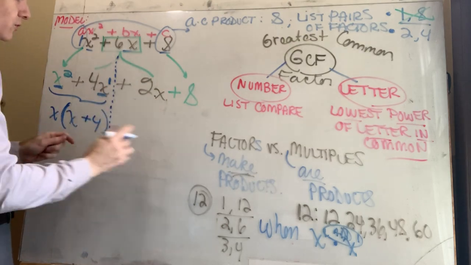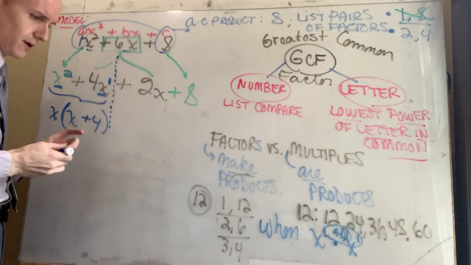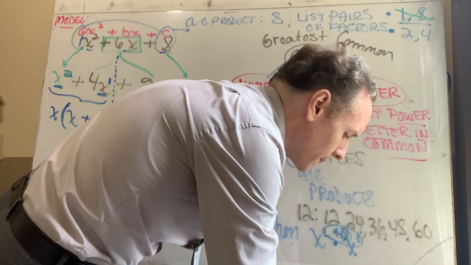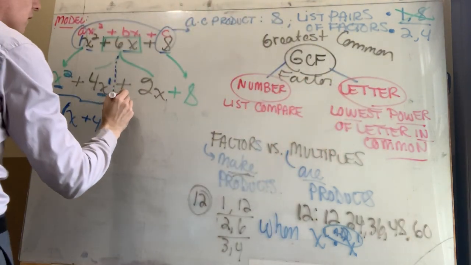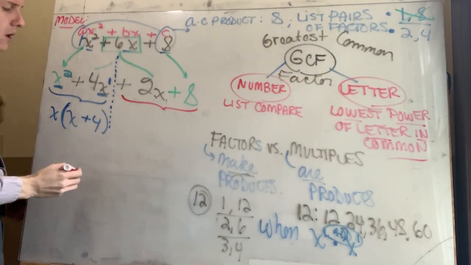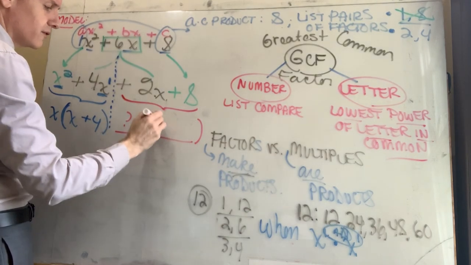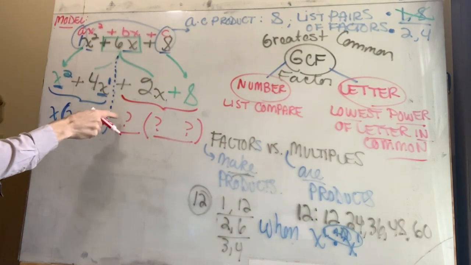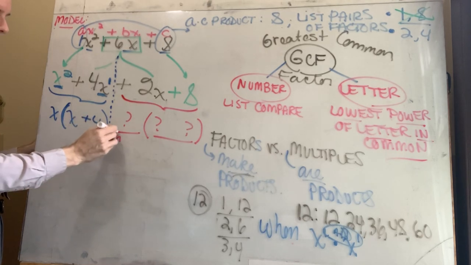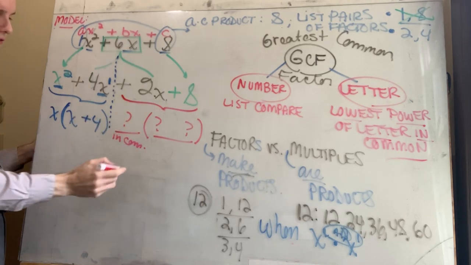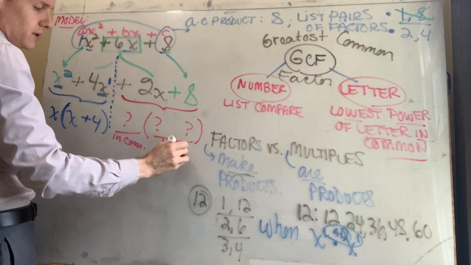Then there's this. Shift your focus over to here. I'll put this in red, just for the sake of contrast. You're going to go through the earlier technique again. I'm going to figure out what is in common on the outside, and ideally it's the GCF, and then what the leftovers would be on the inside.